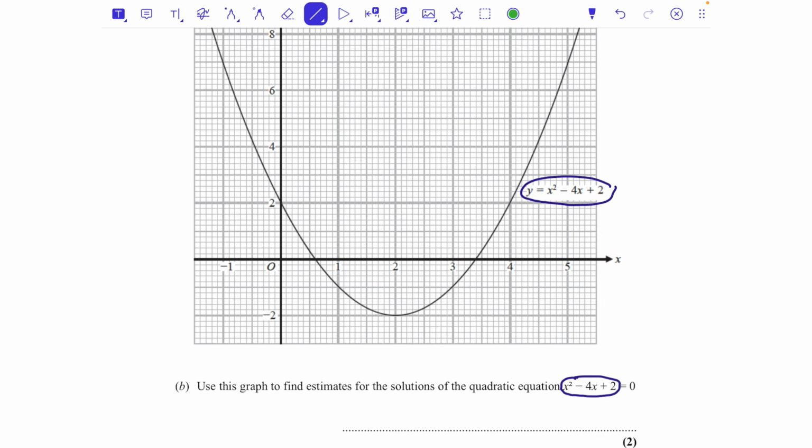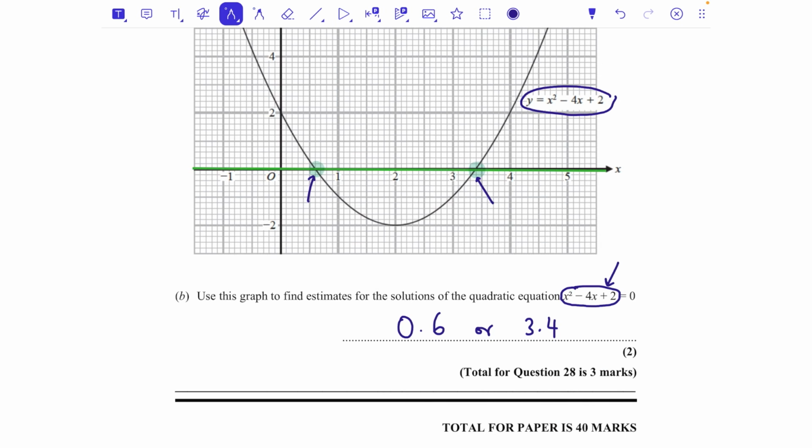Now I want you to imagine that equaling 0 is the same as crossing the floor, for example, this x-axis. That is where it equals 0. It's often called the roots, and it's often called the solutions. So we're looking for the x coordinates, just the x coordinates, because we're trying to solve this equation, and this equation has no y's in it. They're not asking you for coordinates, they're asking you for solutions. When does it equal 0? Firstly, let's have a look here. That would be 0.6. And secondly here, we would get 3.4. Those would be your answers for 2 marks.